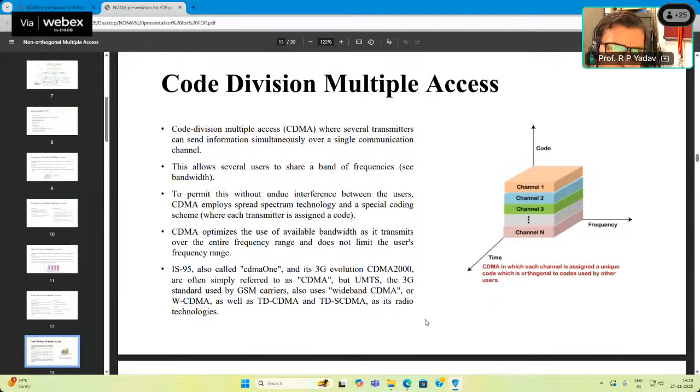Besides, for networking purposes also, this was used in the 3G systems, for mobile communication and mobile networking cases. So this allows many users to share a band of frequencies, the bandwidth and the channel, across time and frequency through some code. To permit this without undue interference between the users, CDMA employs a spread spectrum technology and a special coding scheme.